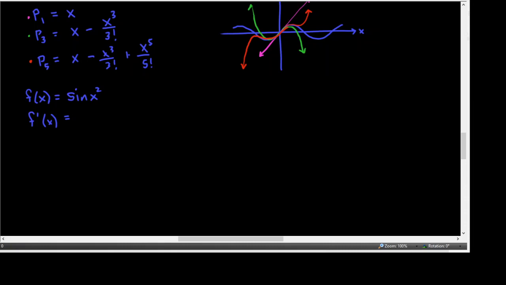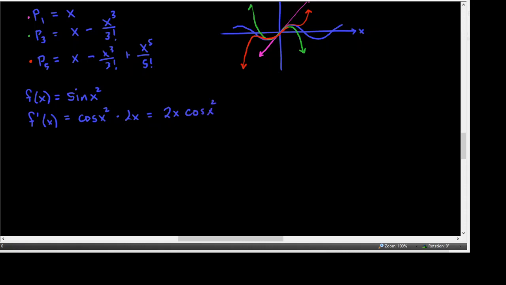And the derivative of sine of something is cosine of that something times the derivative of the inside something, which we'll probably want to write in this order.